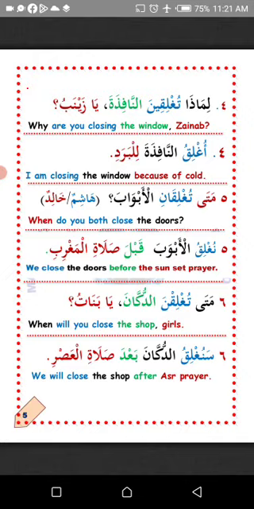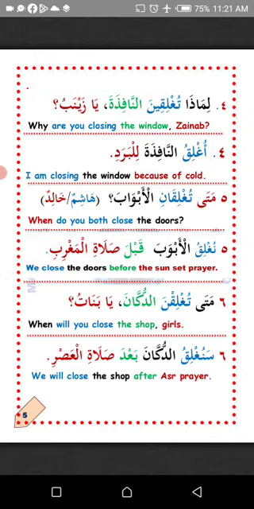لماذا تغلقين النافذة يا زينب؟ Why are you closing the window, يا زينب؟ Now the answer.